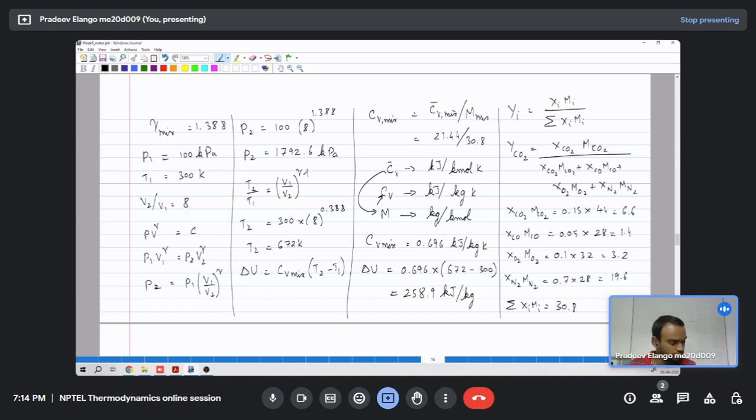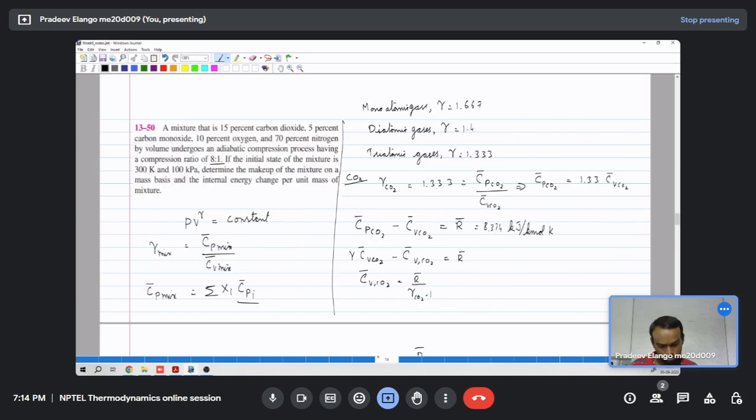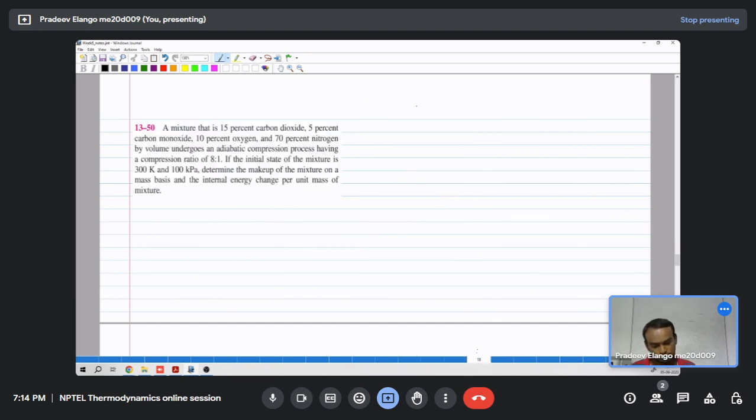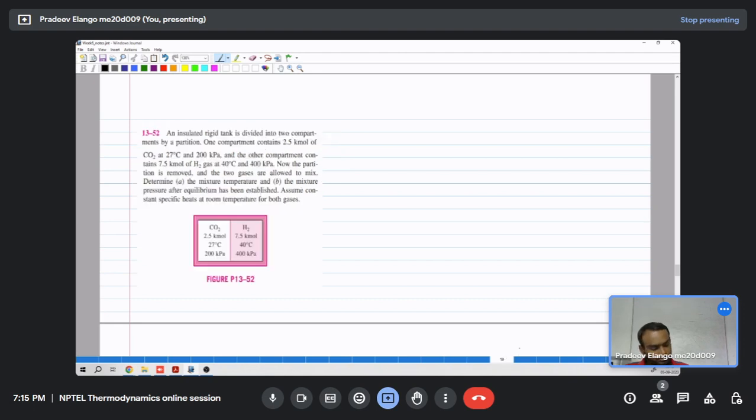Do you have any questions in this problem? In the next problem, a mixture that is 15% carbon dioxide, 5% carbon monoxide, 10% oxygen, 70%. Okay, I think this is the same question. Sorry.